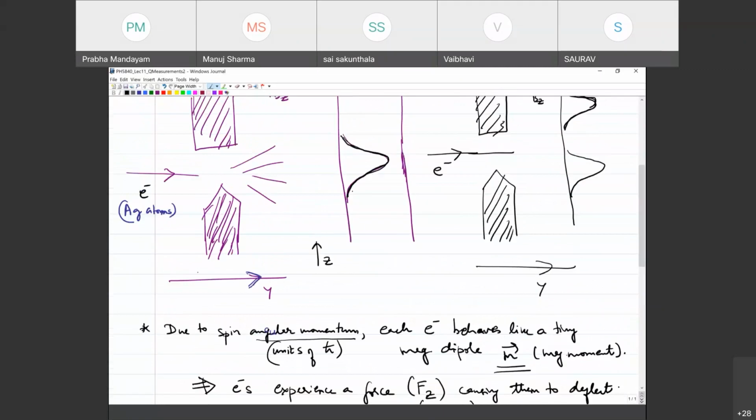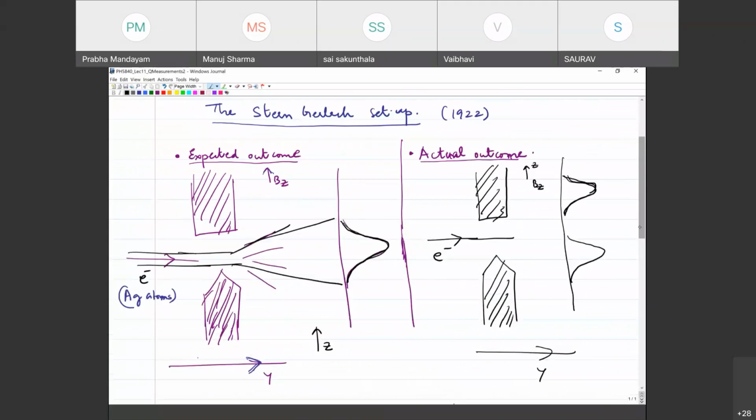That was the expected classical outcome, that you have a narrow beam coming in, and this narrow beam is somehow going to spread out like this, and cause a uniform patch on some screen. However, what was actually observed was this. You had this narrow beam coming in, and then this led to two distinct patches like this, which were away from the center, so offset from the center.